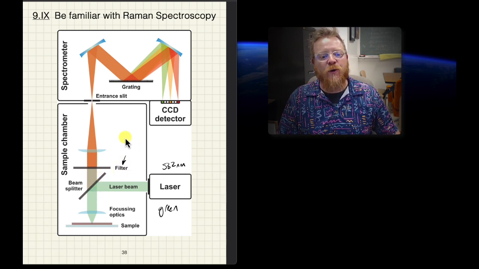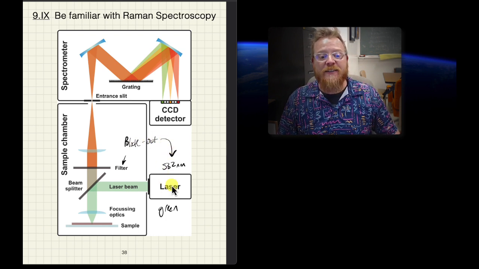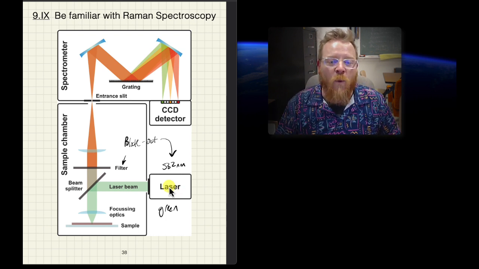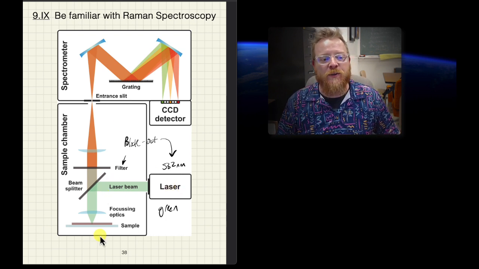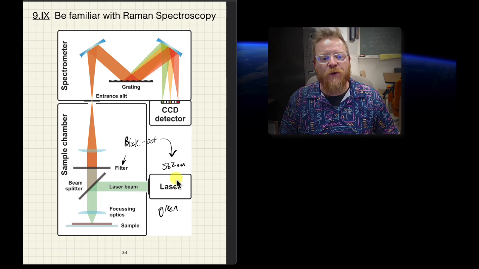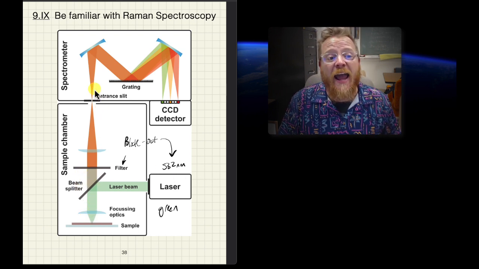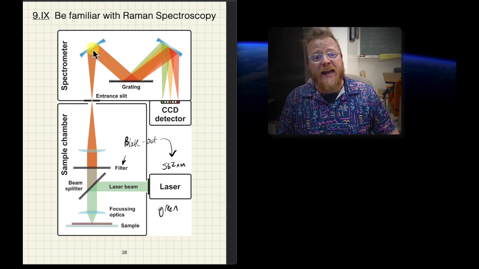This filter will block out the green laser. So block out this, because the green laser intensity will outweigh all of the Stokes and anti-Stokes shifts by a lot. So it will completely blow out our detector. So we filter out the green laser light. And then what we get are the Stokes and anti-Stokes scattered light.